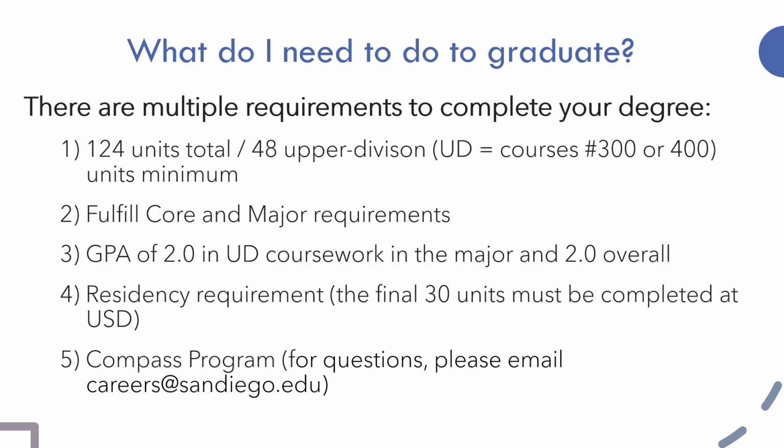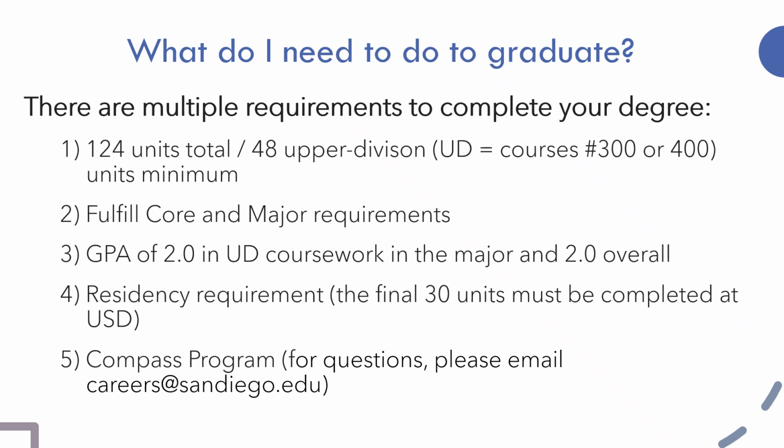Within this 124 units, you also need to fulfill the core curriculum requirements and your psychology major requirements. There's another requirement that you need a GPA of at least 2.0 in the upper division coursework in the psychology major, and also a 2.0 GPA overall across all of the college classes you take.